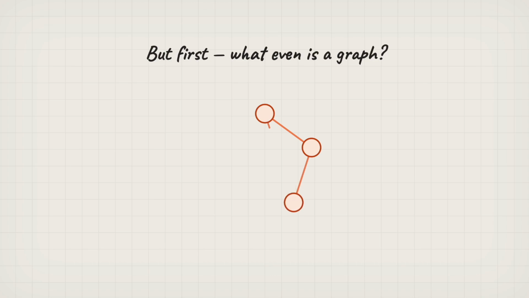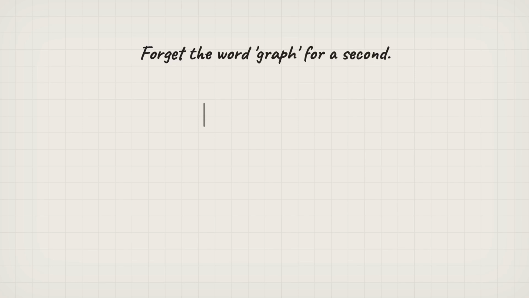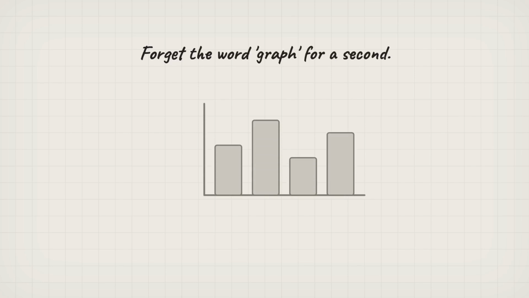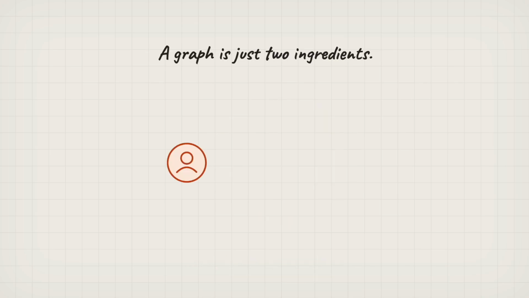But before we get into any of that, let me show you what a graph even is, because it's honestly way simpler than the name makes it sound. Okay, so forget the word graph for a second. This is not the bar chart kind of graph, a totally different thing. A graph is just two ingredients. You have things and you have connections between those things.